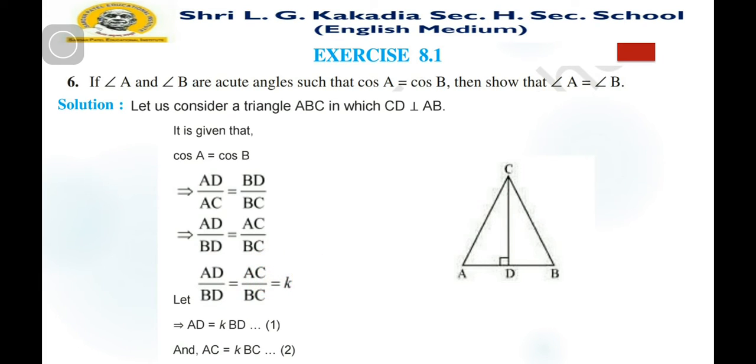We have two values. Now here ADC and BDC are two right angle triangles. CD is a common side for both the triangles. So if we want to find CD, then we can use the Pythagoras theorem.